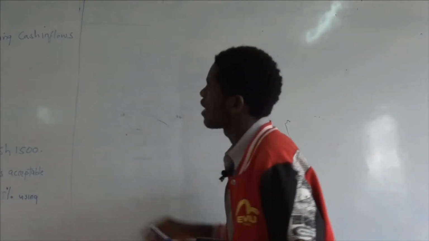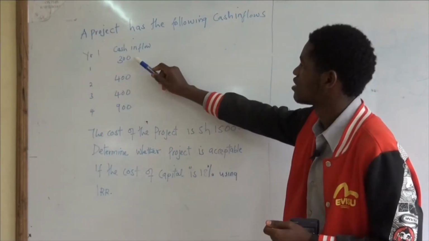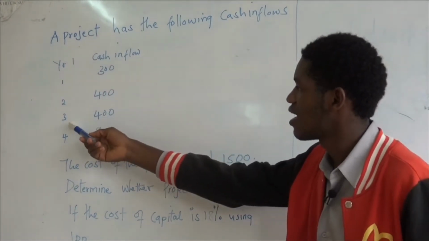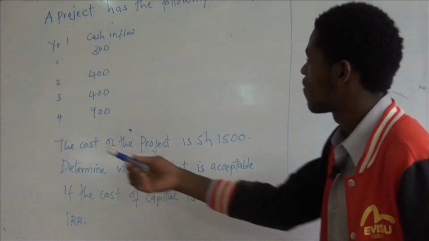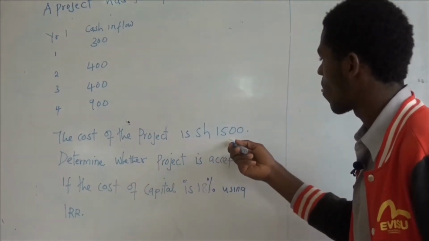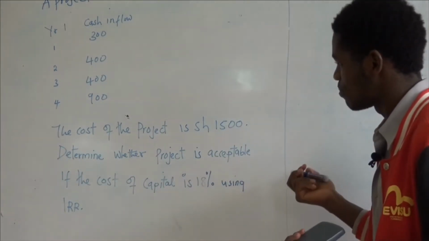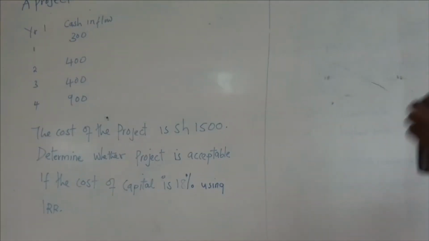So we are told that a project has the following cash inflows. Year 1, we have a cash inflow of 300. Year 2, a cash inflow of 400. Year 3, a cash inflow of 400. And year 4, a cash inflow of 900. The cost of the project is 1,500. We are required to determine whether the project is acceptable if the cost of capital is 18% using internal rate of return.